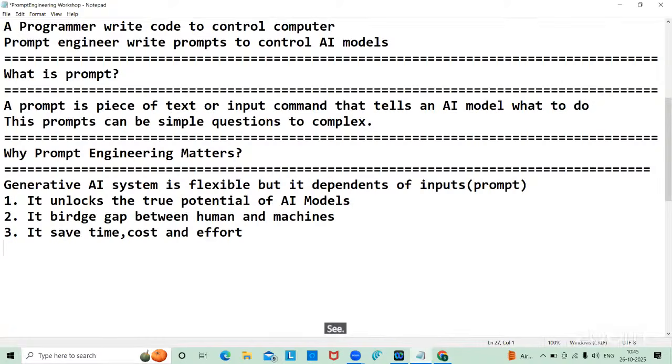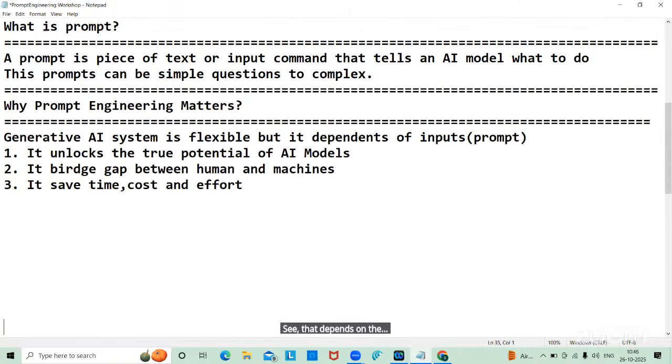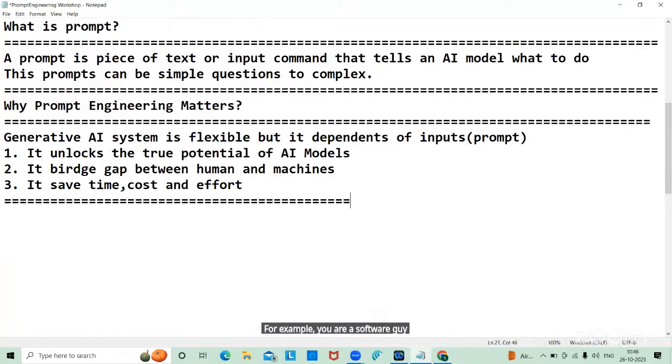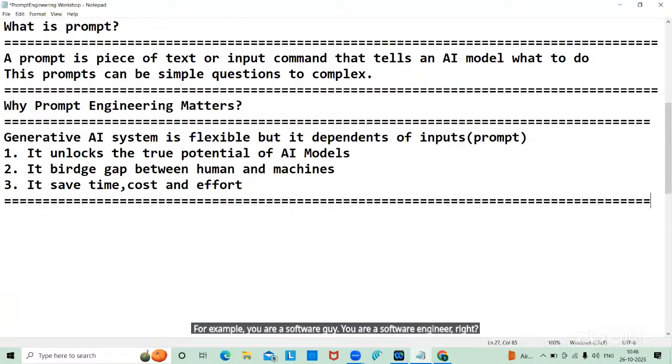That depends on the domain in which you are working, right? For example, you are a software engineer. Suppose assume that there is a doctor. A doctor can give a prompt to AI for patient summarization and treatment explanation. Then it tries to give certain prompts, right?